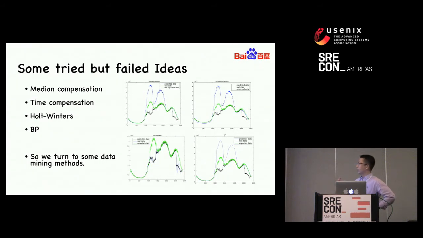It's just the two variants of the ARMA model, which is one of the classical statistic based models, and we also use the Holt-Winters. It's called the double exponential smoothing model. So it's another kind of statistic based model. We even use the back propagation to try to get more exact values.